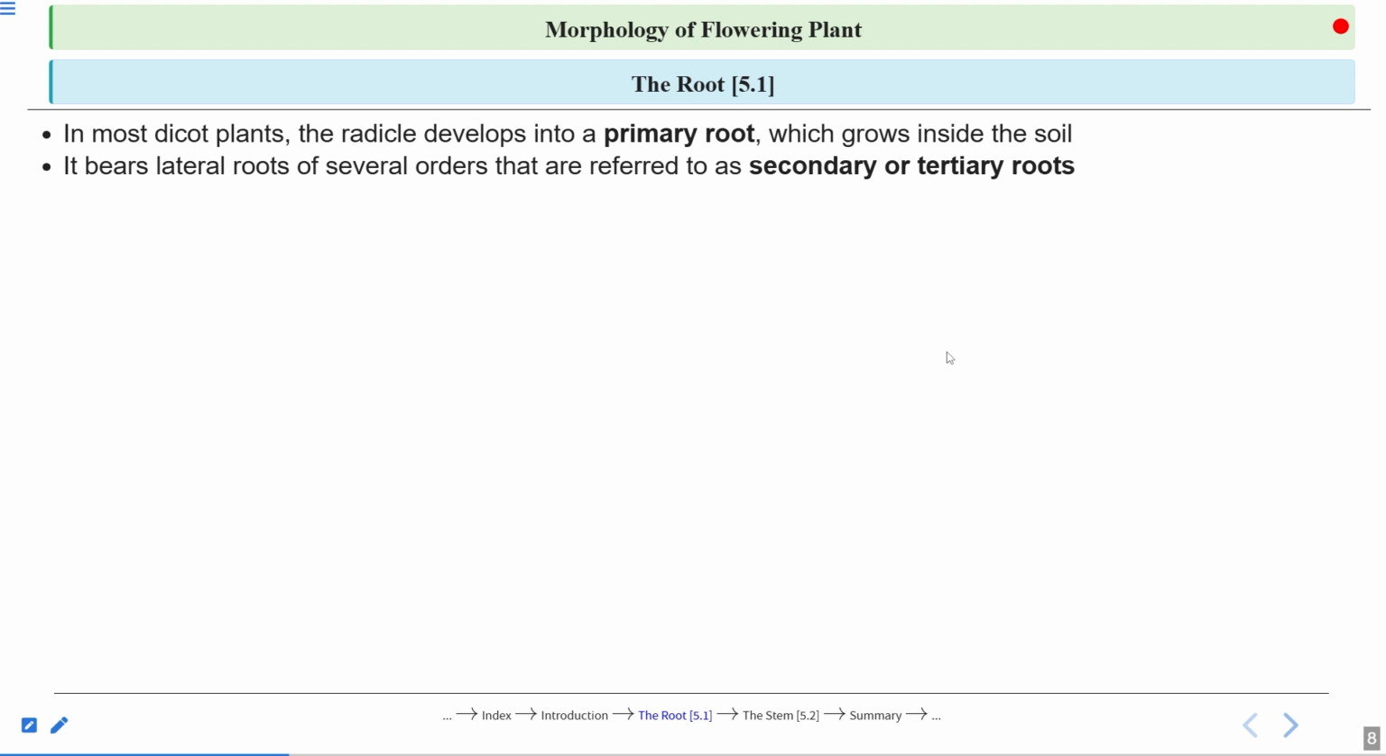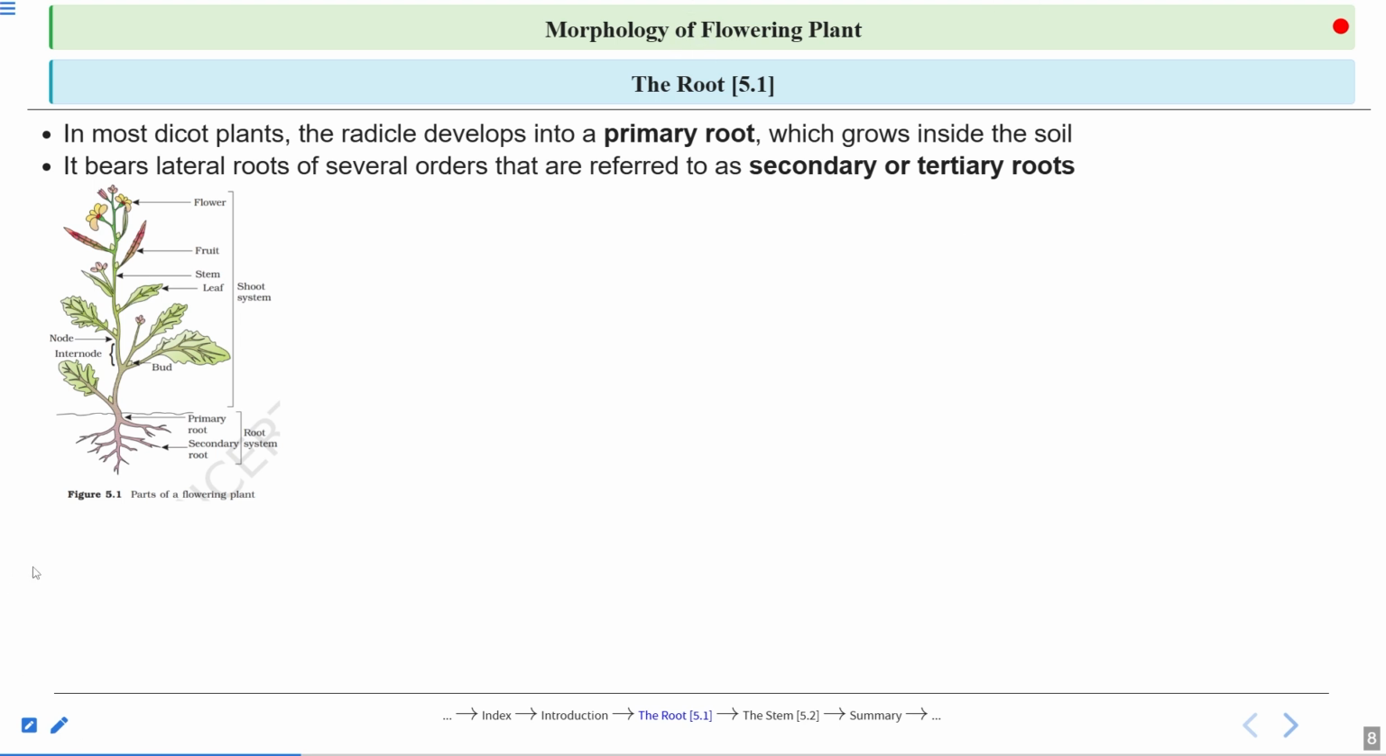It bears lateral roots of several orders, which refer to the secondary or tertiary roots. So there are different levels of roots. There is one primary root, then from the primary root come the secondary roots, then there is a third order, the tertiary roots, and so on, right? So here you can see the primary and the secondary root in this figure.